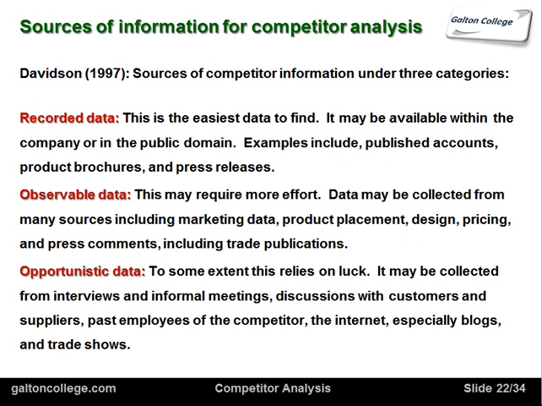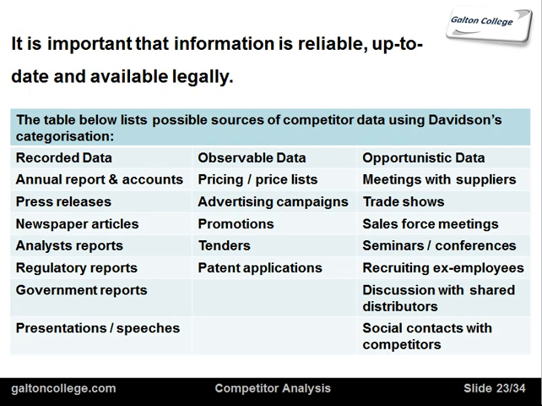Let's have a look at these in slightly more detail. Now I'm not going to go through this in detail. I suggest you stop the video and make some notes from the screen. But essentially, under recorded data we have annual reports, press releases, newspapers, analyst reports, and so on. So these are what can be found without too much trouble. Observable: price lists, advertising campaigns, promotions, tenders, patent applications. It takes a little bit more effort to find that data. It's a little bit more obscure. It can be found, but it just takes a little effort. And the opportunistic data, as I said, meetings with suppliers, trade shows, internet, social contact, and so on. Relies on luck to a large extent, but it is possible to find some information in that direction.